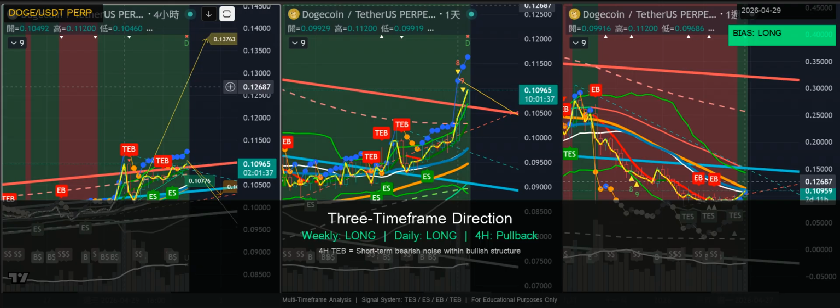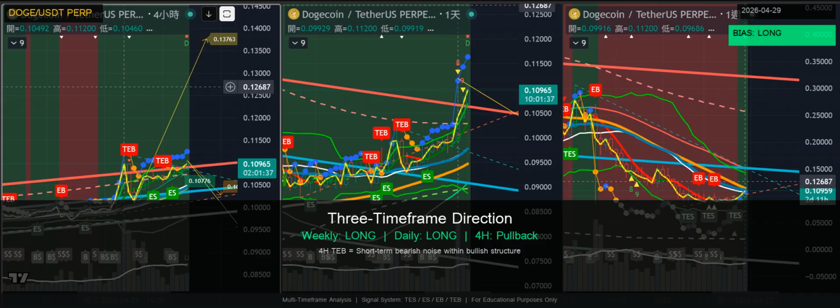Moving to the daily chart. The daily is also long biased. While there were several TEB signals earlier in the chart, the right side of the daily is clearly dominated by ES and bullish extension structures. This tells us that the prior bearish signals have lost their influence, and the midterm trend is now in a bullish extension phase. The daily confirms the long bias.